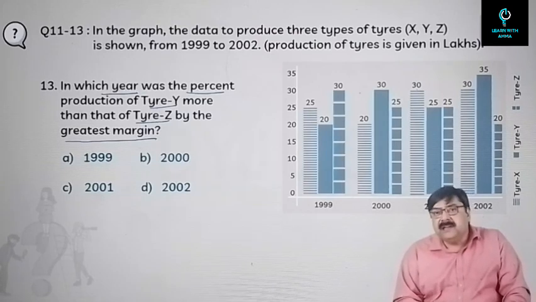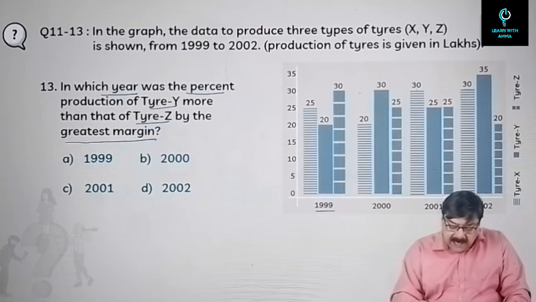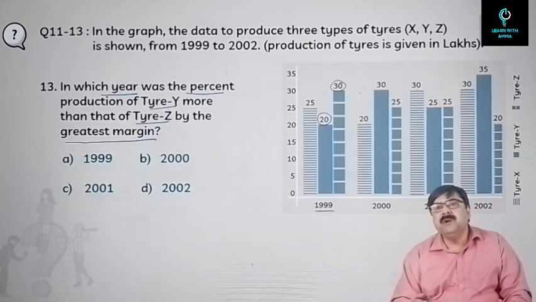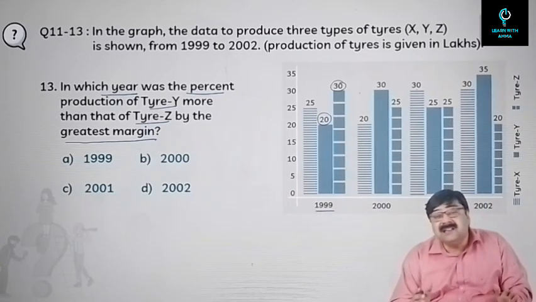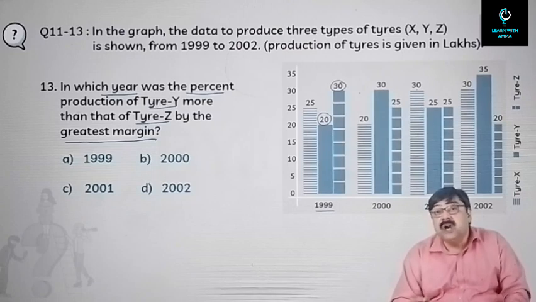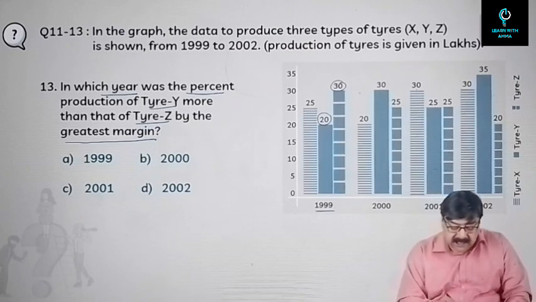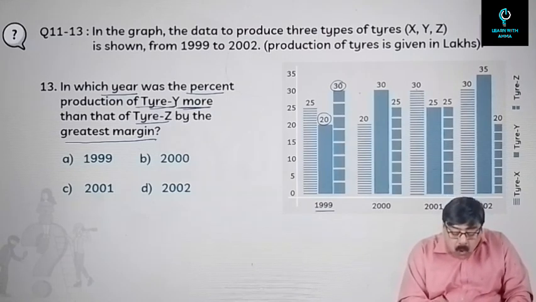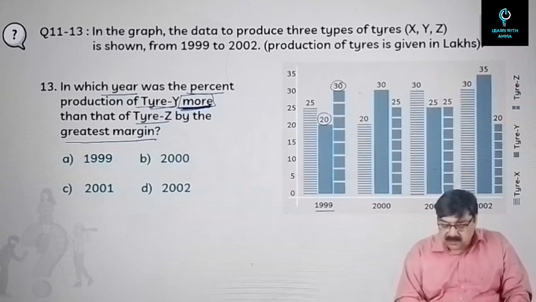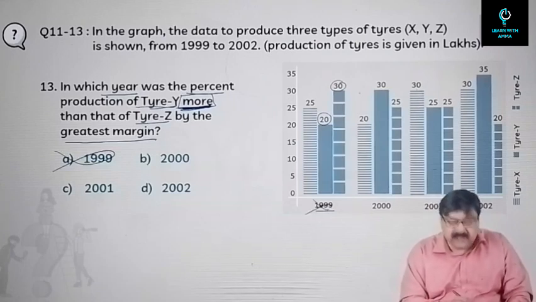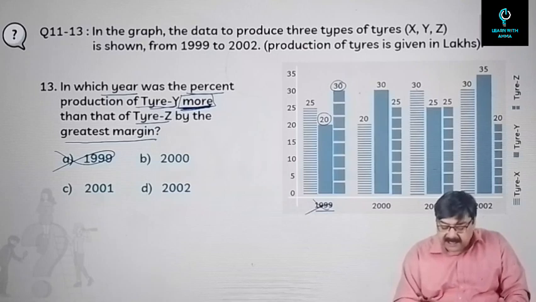Now let's visit year 1999. Tire Y production is 20, tire Z production is 30. So obviously the production of tire Y is lesser than the production of tire Z. It is not more than tire Z, whereas the question says, in which year was the percent production of tire Y more than that of tire Z? It's not more, it is less. So 99 cannot be considered. So choice A doesn't follow here. It can be eliminated very easily.